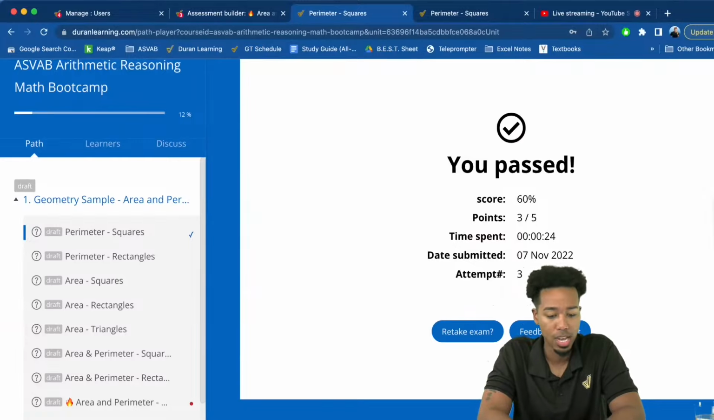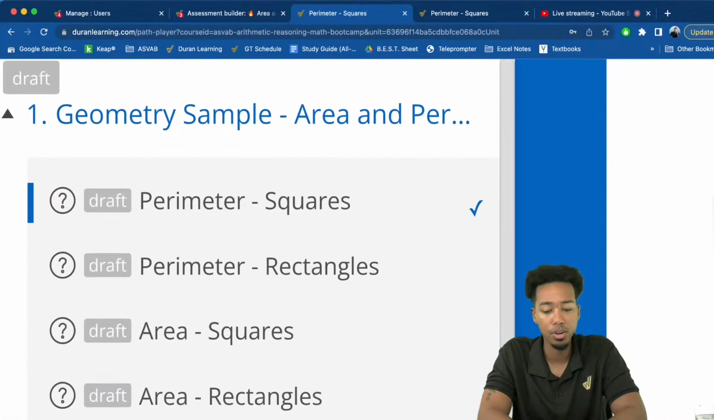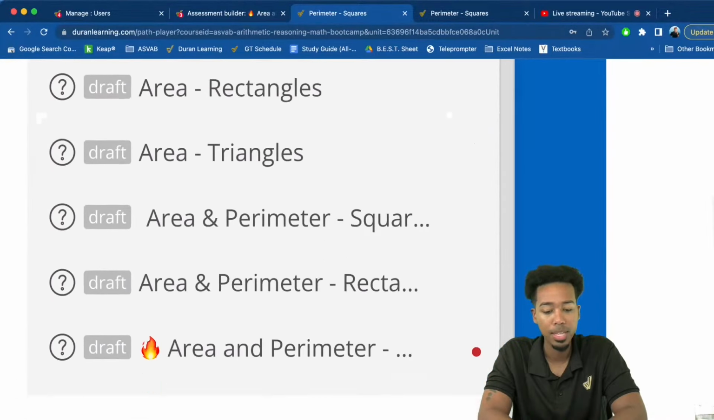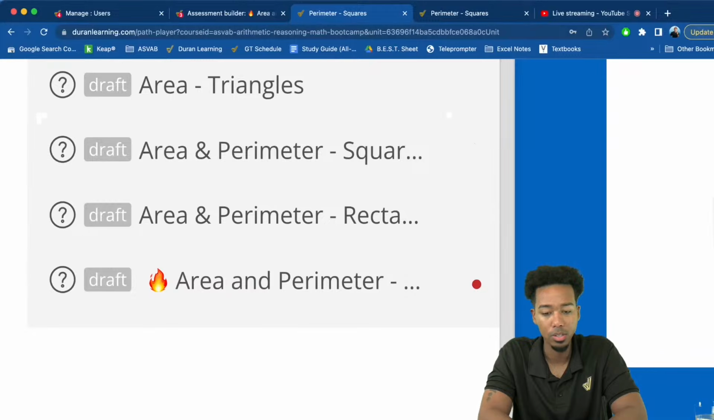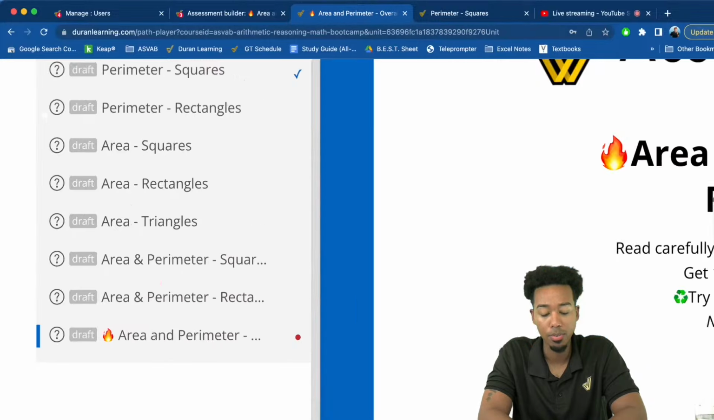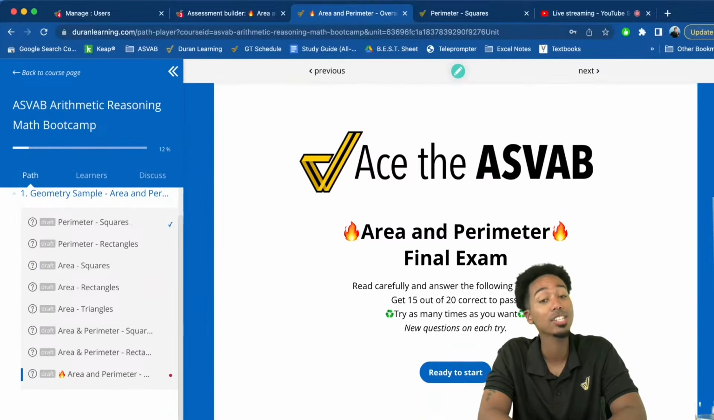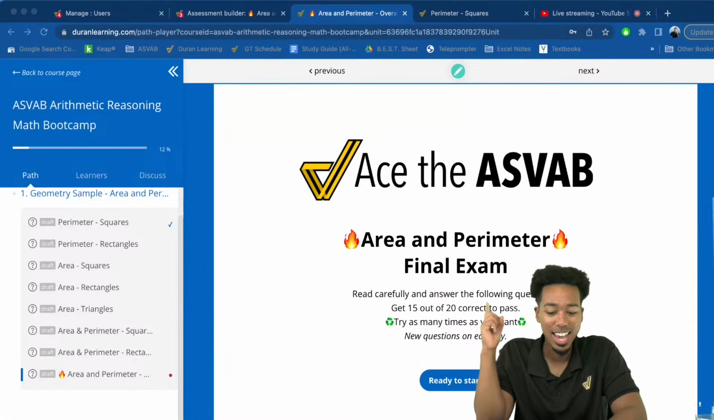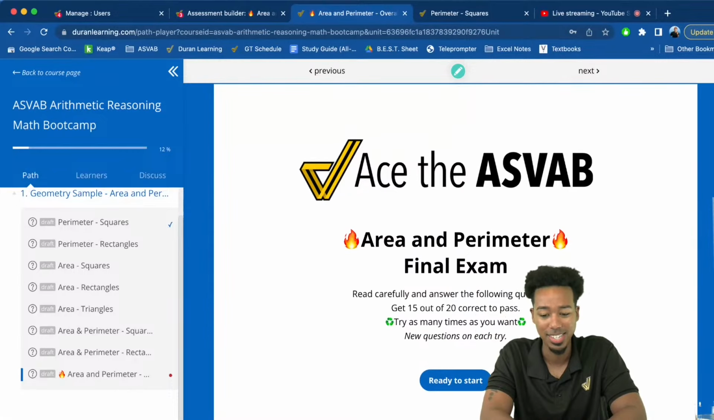Look at all of this on the side. We have perimeter of squares, area, everything we talked about. Then at the end, we have this thing called area and perimeter final exam. This is something that you guys have requested. I have listened, and I'm really excited about this here.